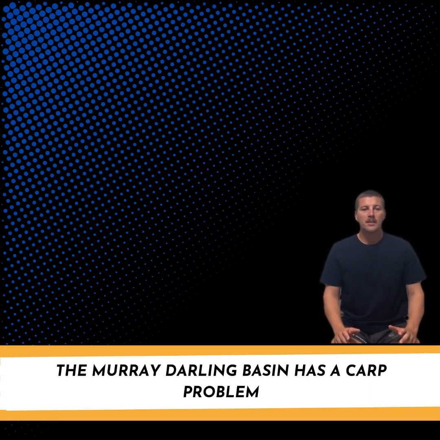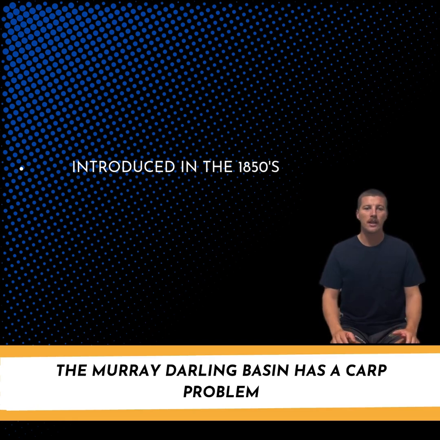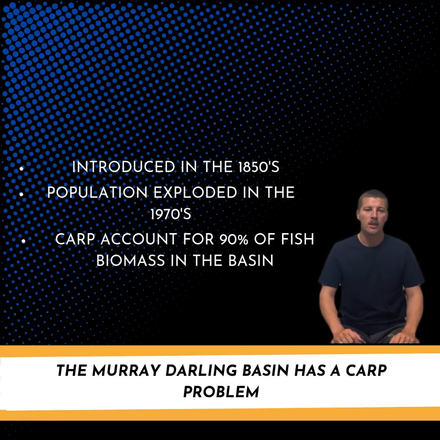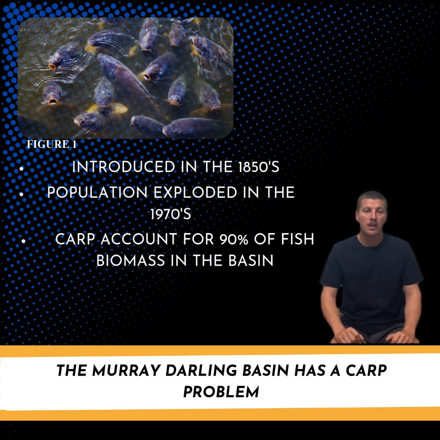The Murray-Darling Basin has a carp problem. After being introduced to Australia in the 1850s, their population exploded in the Murray-Darling Basin after the floods in the 1970s. Carp now account for up to 90% of the fish biomass in the basin. Figure 1 shows how prevalent these fish are.